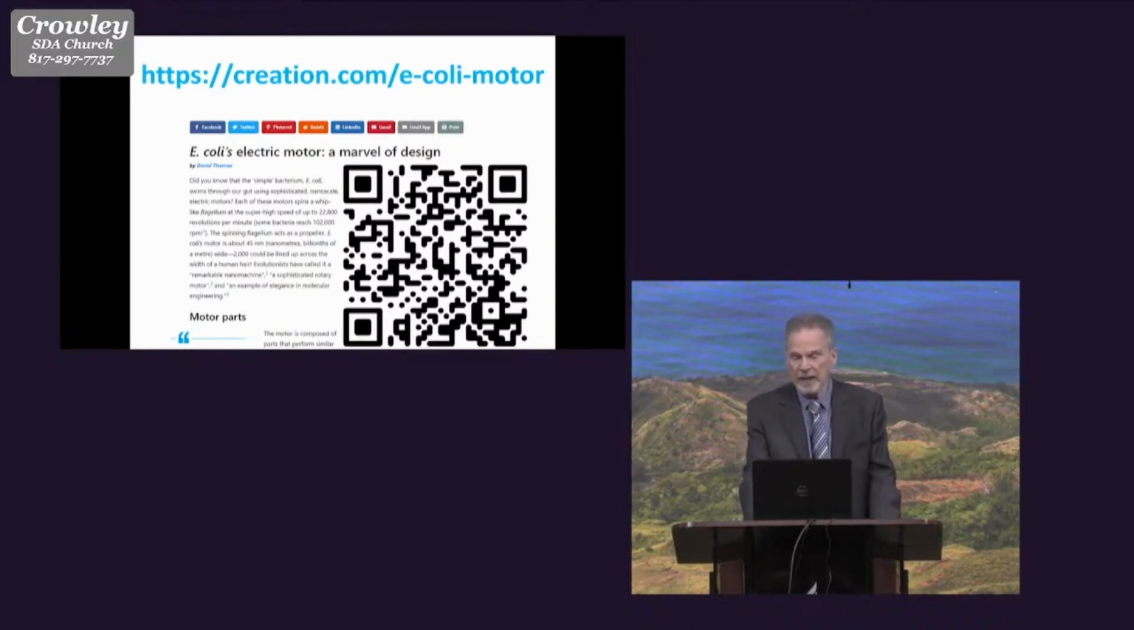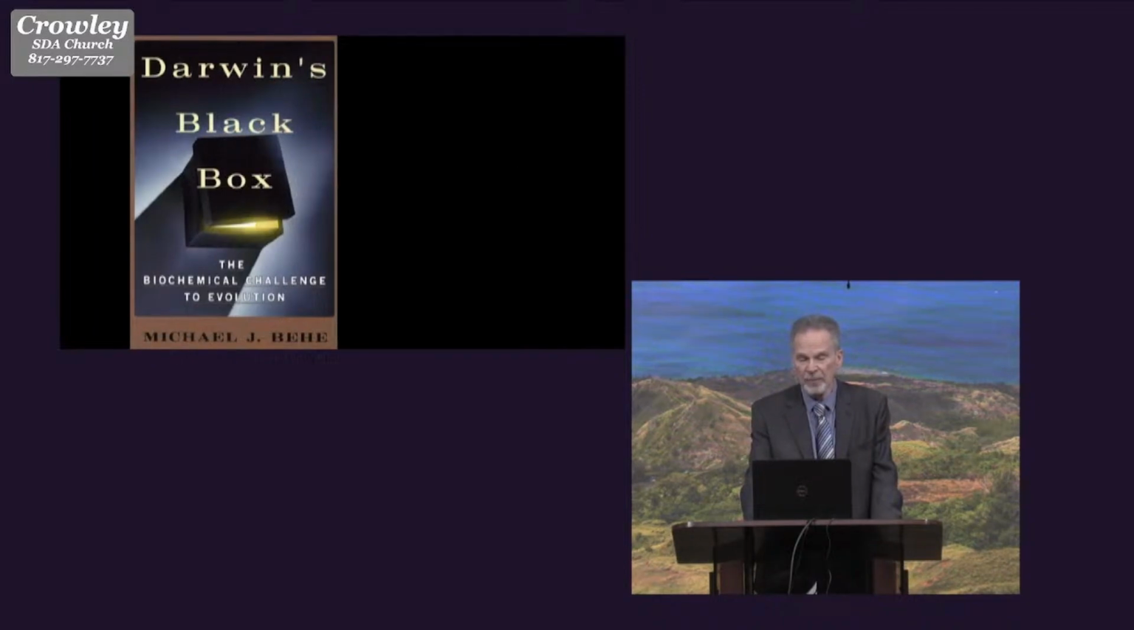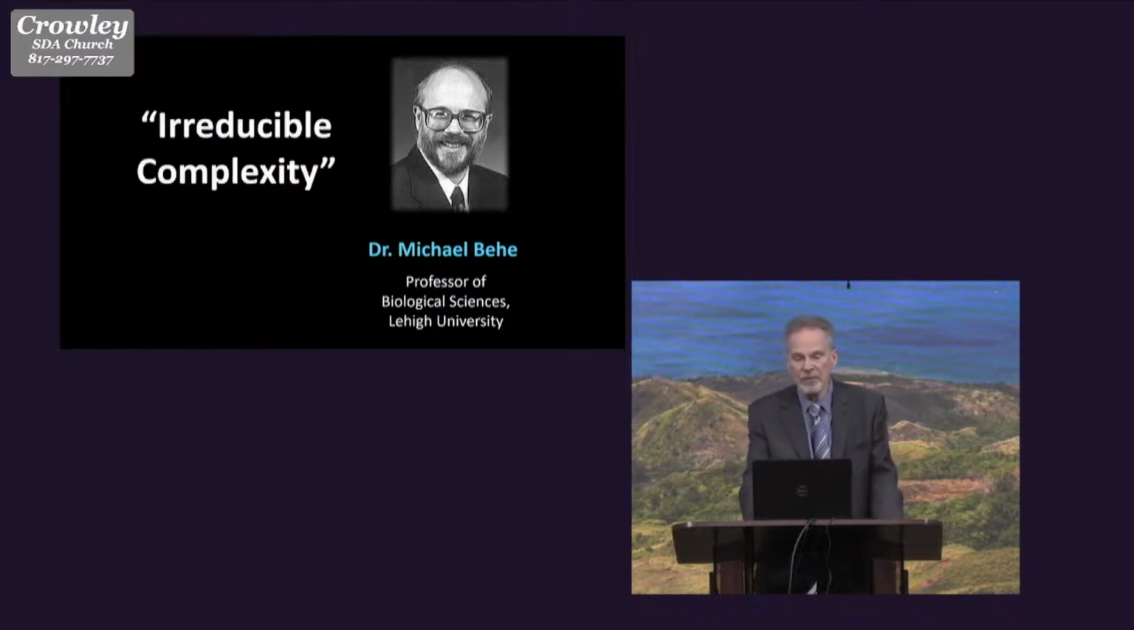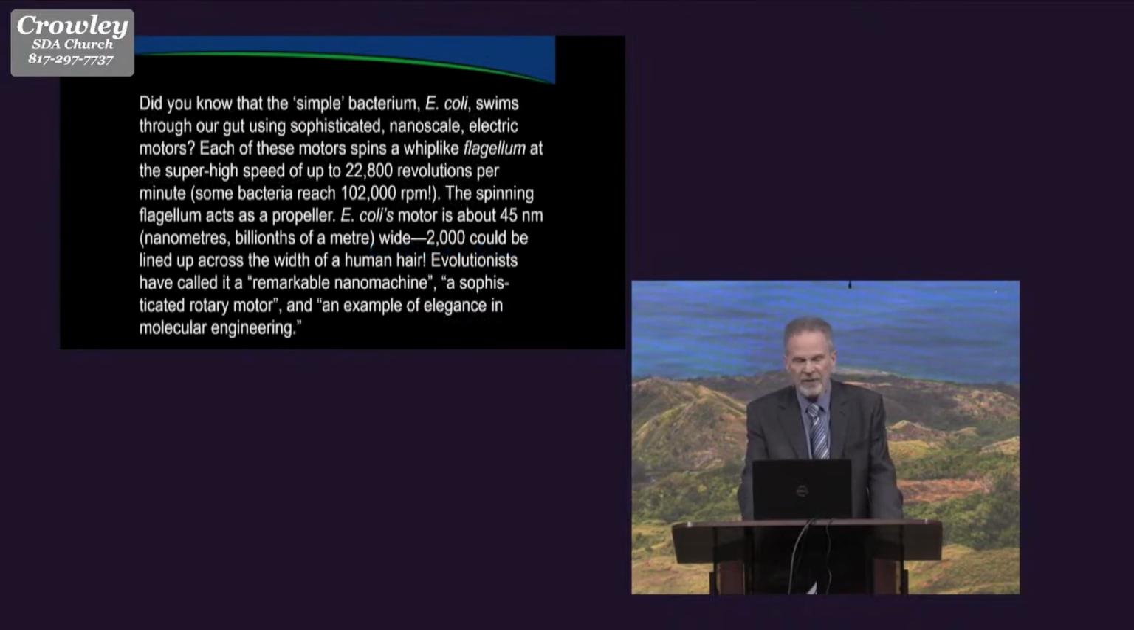E. coli first became popular in 1996 when this book was published by Dr. Michael Behe, professor of biological science at Lehigh University. It was he who first coined the term irreducible complexity. Now, I'm going to skip through this here, but it talks about the E. coli has a little hair-like motor that spins around at 22,800 revolutions per minute, but some bacteria have been known to spin at 102,000 revolutions per minute.